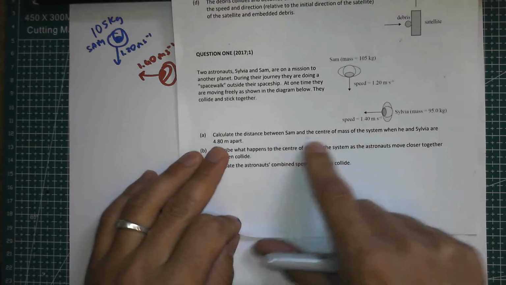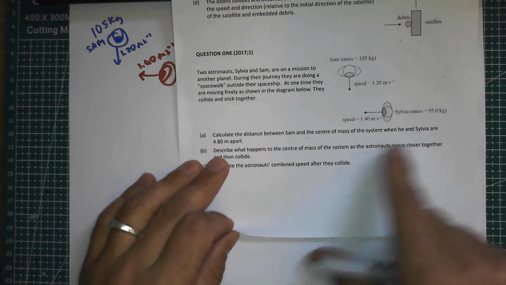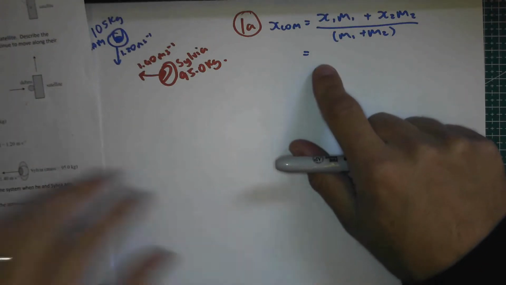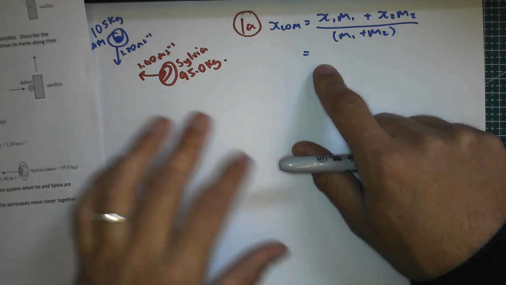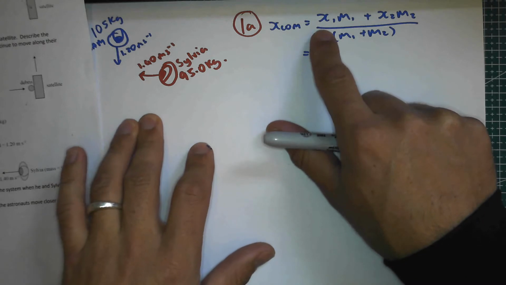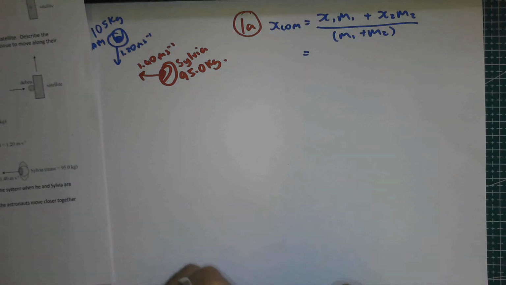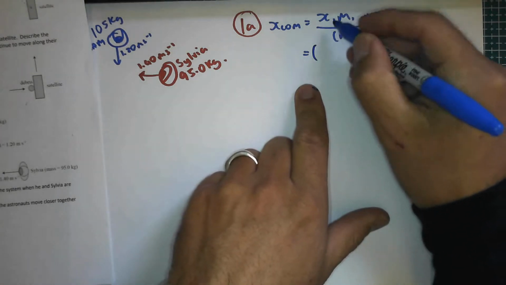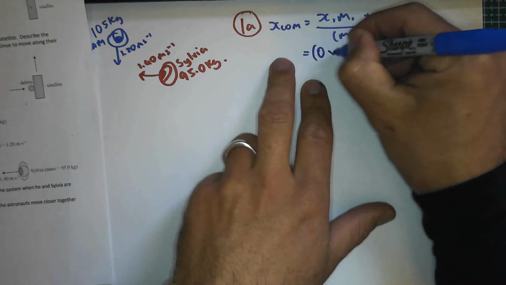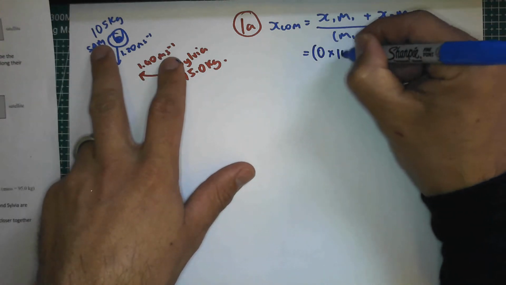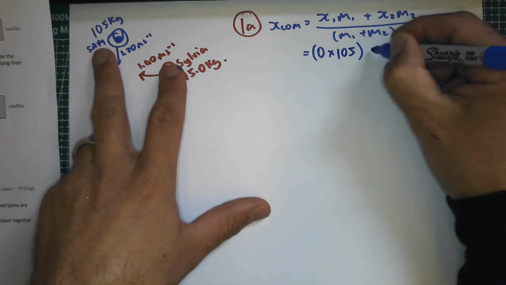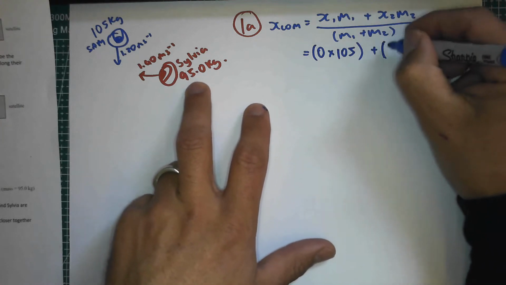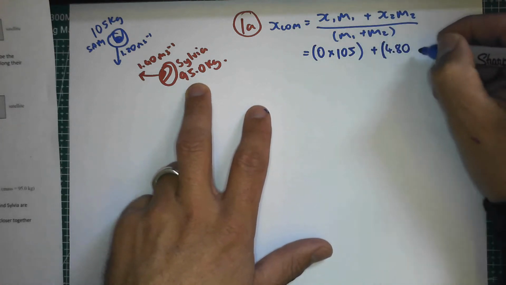Calculate the distance between Sam and the centre of mass of the system when he and Sylvia are 4.80 metres apart. Alright, so we're going to use the same equation again, and the question states that we need to have the distance in relation to Sam. So I'm going to use Sam again as the point that I'm measuring all of my distances from. So I'm going to put Sam in this position here. The position of Sam in relation to Sam is 0. Sam's mass is 105 kgs. Then the position of Sylvia in relation to Sam is what the question states. So it says that they're 4.80 metres apart.